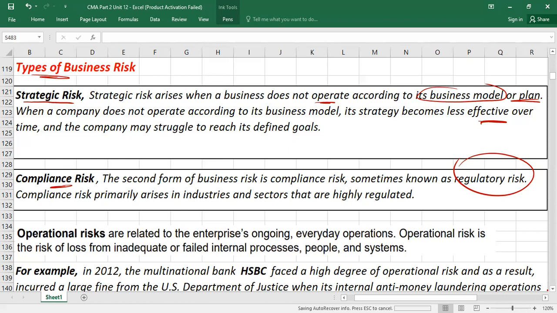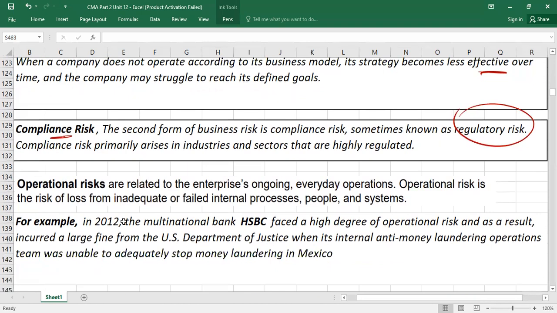Then the third type of business risk is called what? Operational risk. What is operational risk? Please remember here, operational risks are related to the enterprise's ongoing everyday operation. So it means these risks are relevant to day-to-day operation, right? The operational risk may arise due to the failure of internal processes, or due to the failure of people, or due to the failure of systems. These three keywords are important. This risk will arise due to the failure of internal processes, people, or systems.